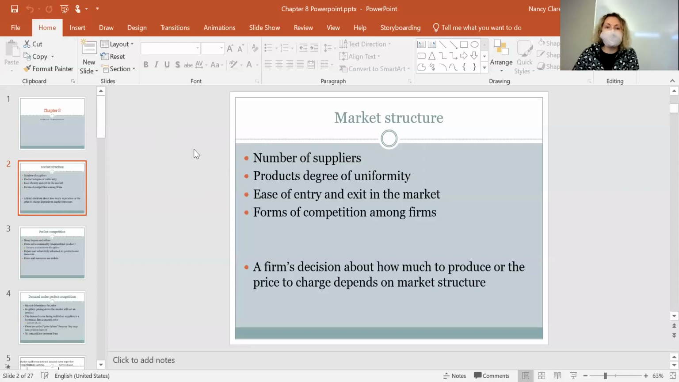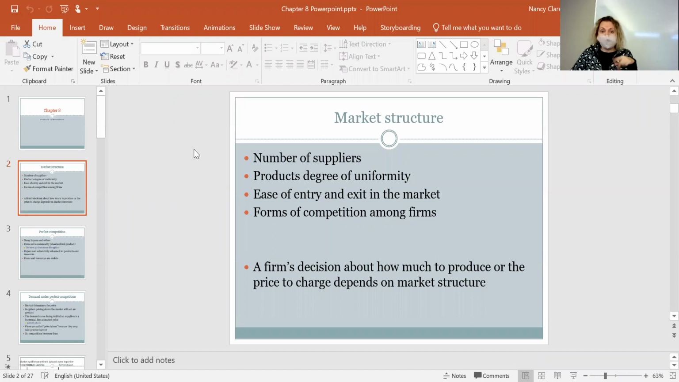So the first thing we're going to look for is how many suppliers are in that market. Is there 1? Well, that's a very particular type of market. Is there 3? Well, again, that's a different type of market. Is there 100? Is there 1,000? How many suppliers are in the market? Because then I can start to narrow down the market structures that we might be in. So, number of suppliers.